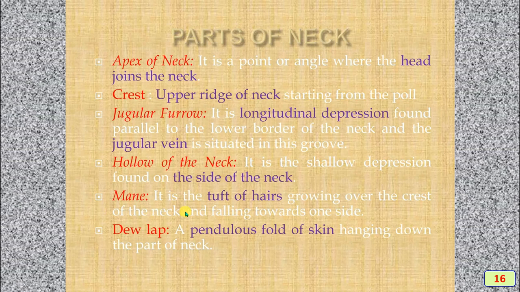The hollow of the neck is the shallow depression found on the side of the neck. The mane is the tuft of hairs growing over the crest of the neck, falling towards one side. So the mane is a characteristic of horses. Dewlap is a pendulous fold of skin hanging down from the part of the neck, and this may be used for the cooling system of the animal.